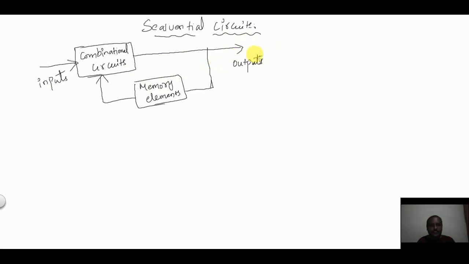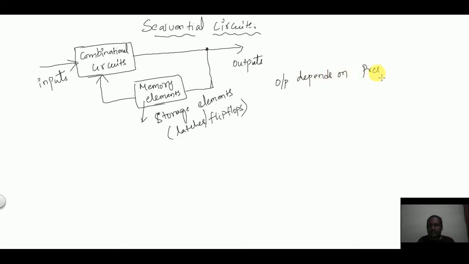In a sequential circuit, these memory elements or storage elements are generally latches or flip-flops. So in a sequential circuit, the output depends on present inputs and previous outputs.